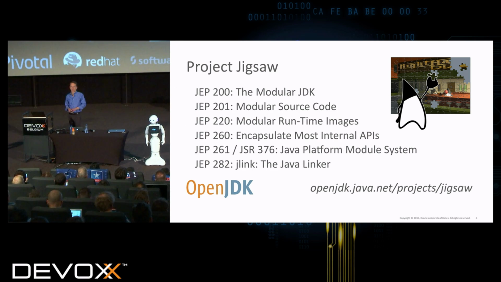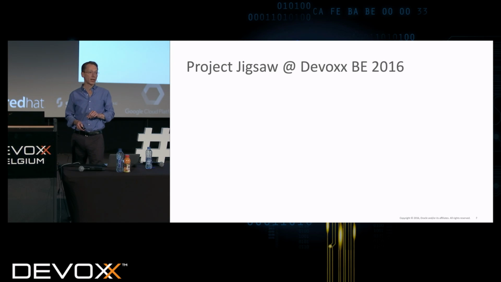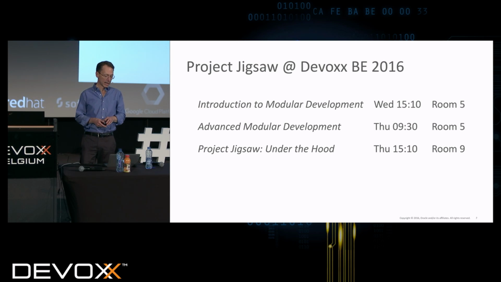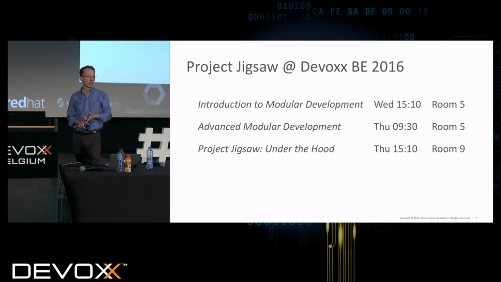We've got a bunch of JEPs in OpenJDK that describe the details. There's an entire JSR 376 for the module system itself. We are doing 3 sessions here this week, my colleague Alan Bateman and I. Introduction to Modular Development at 3:10 this afternoon. Advanced Modular Development, 9:30 tomorrow morning. And Project Jigsaw Under the Hood, a deep dive into the theory of the module system tomorrow afternoon at 3:10.